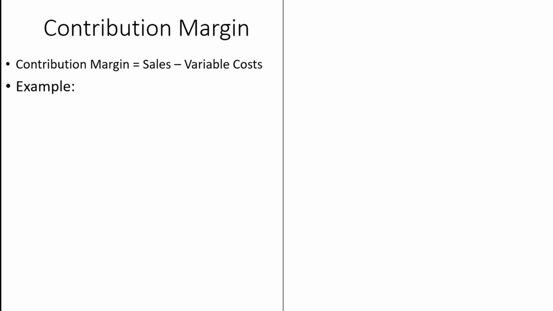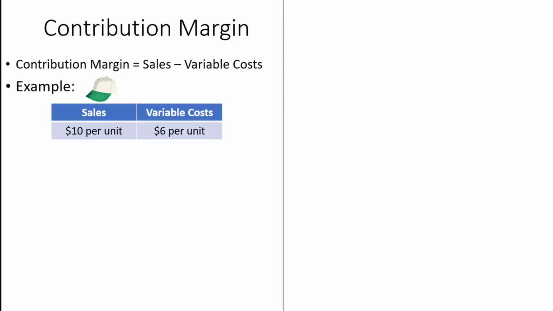Today we will be discussing contribution margins and contribution margin income statements. A company's contribution margin is simply its sales minus its variable costs, and can be expressed either in total or on a per unit basis. For example, let's say that a company's sales of baseball caps are $10 per cap, and their variable costs are $6 per cap. If we subtract the $6 in variable cost per unit from the $10 in sales per unit, we get a contribution margin of $4 per baseball cap.